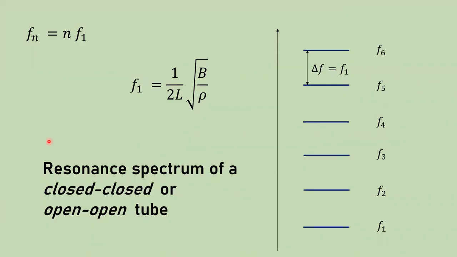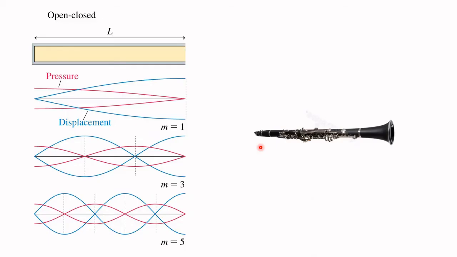So we can modify this slightly and call it the resonance spectrum of a closed or open tube. And the last thing to do here would be to look at the spectrum of an open-closed tube, which also describes a lot of musical instruments. The last case that we have to look at is one that we touched on earlier in the video, and that's the open-closed tube, which is a good model for a lot of musical instruments as well. Case in point, the clarinet.